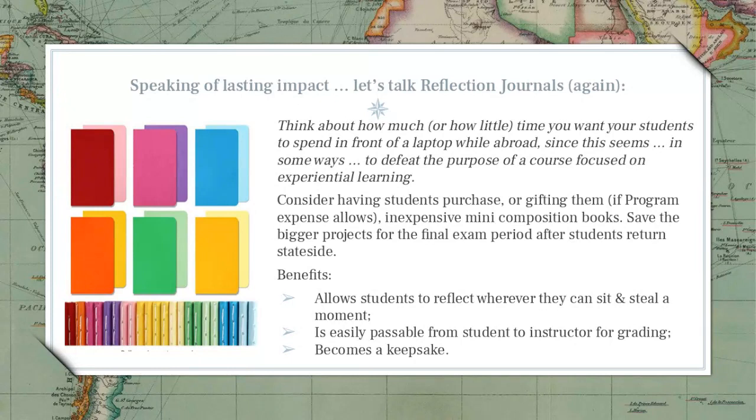Consider having students purchase, or gifting them, if program expense allows, inexpensive mini composition books. Save the bigger projects for the final exam period after students return stateside. There are lots of benefits to these little inexpensive reflection journals. A benefit of the reflection journal is that it allows students to reflect wherever they can sit still a moment. They're easily passable from student to instructor for grading.